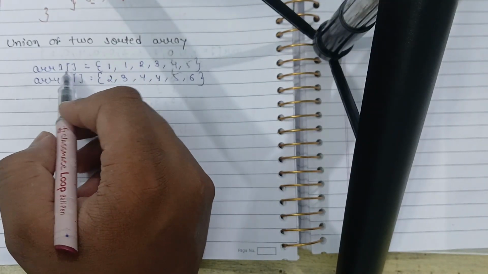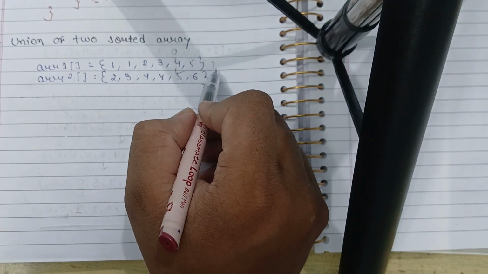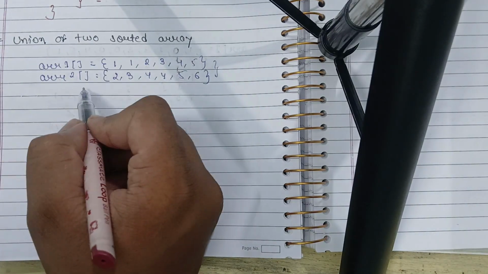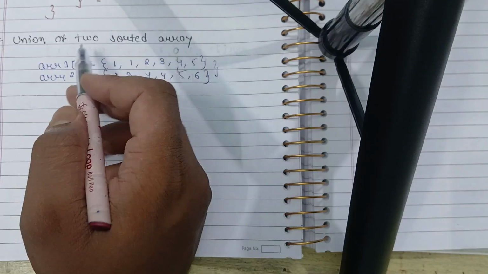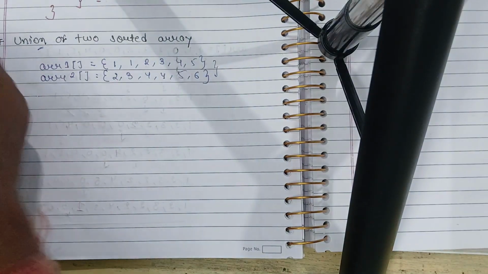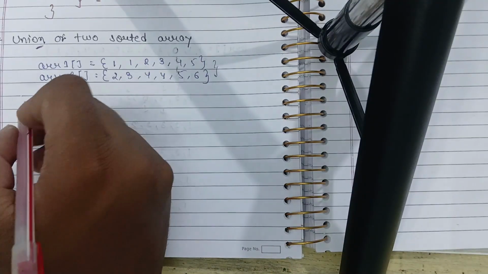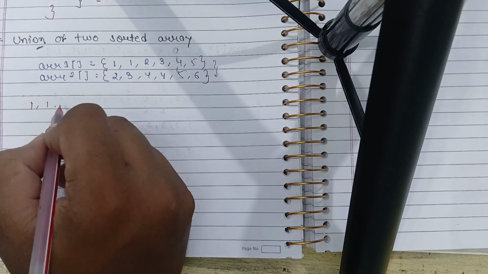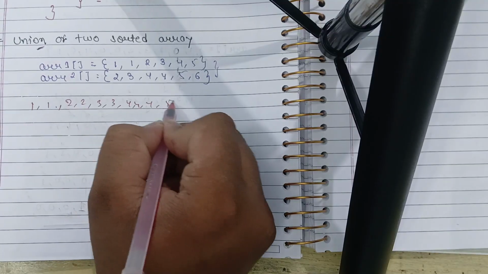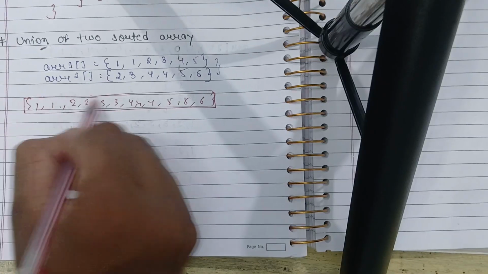What you need to do is take the union of the two arrays. Both will be given in sorted order, and you need to merge it, or you can say union it, in a sorted array. So first of all, let's understand the meaning of union. If it had said merge, then you could normally do 1 1 2 2 3 3 4 4 4 5 5 and 6. This is the meaning of merge, not union.